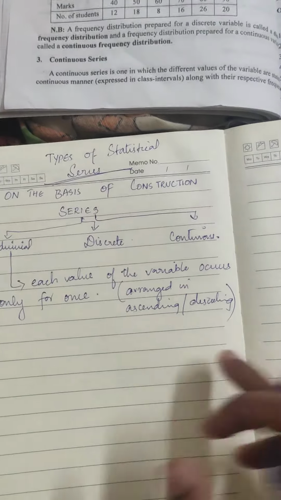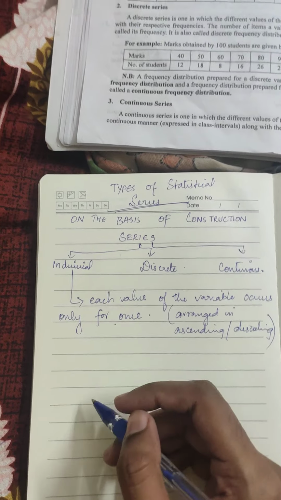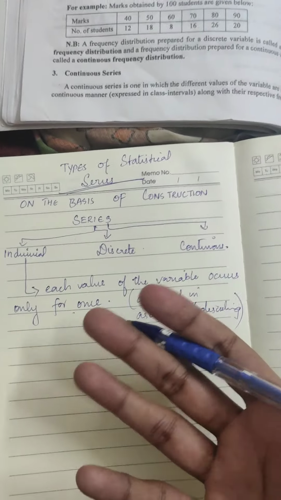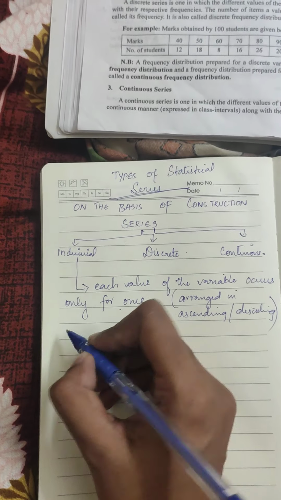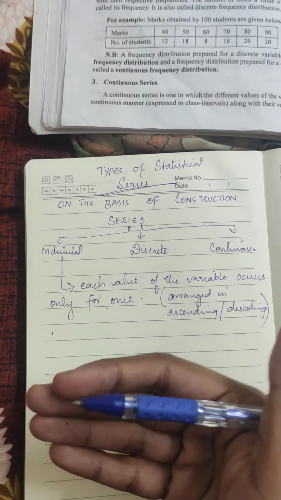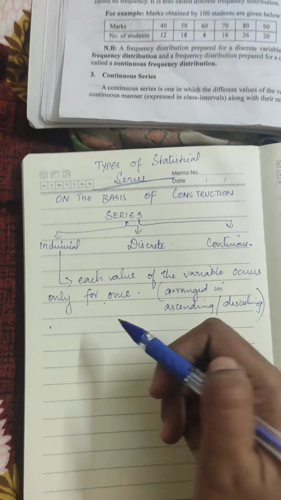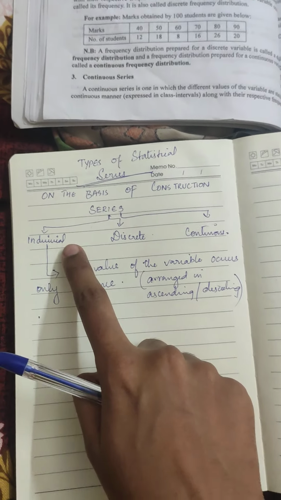I'll give you an example where individual series are used. Say I wanted to collect the marks of 10 students in my class. Each individual student will have their marks. So I'm collecting the data of each individual variable and writing that down. That is known as an individual series.